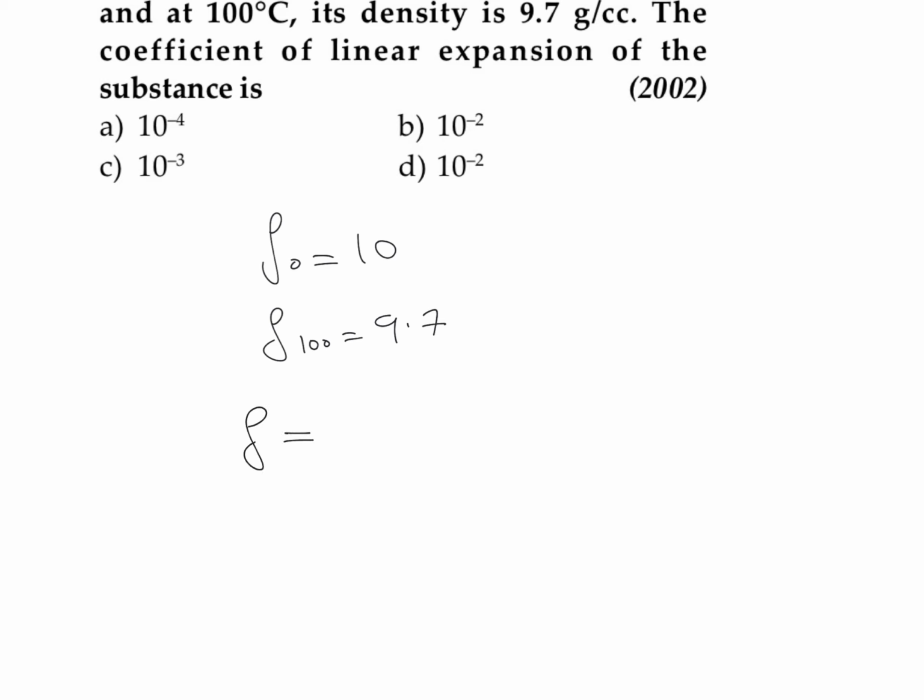We know the equation for final density; we can use this approximate equation, that is, initial density into 1 minus gamma delta T. So we can just substitute the values over here. We can write 9.7 is equal to 10 into 1 minus gamma into delta T. The value of delta T over here is 100.